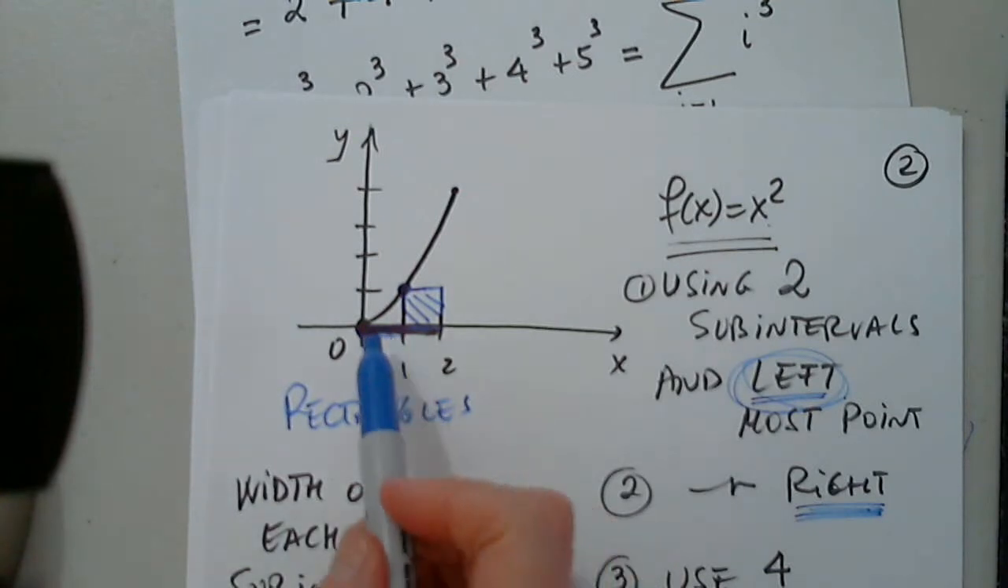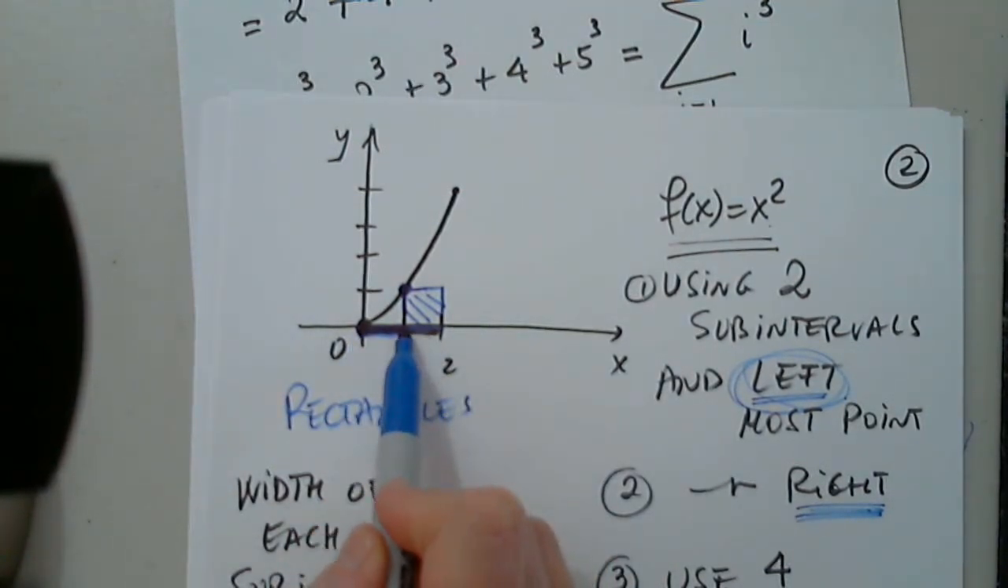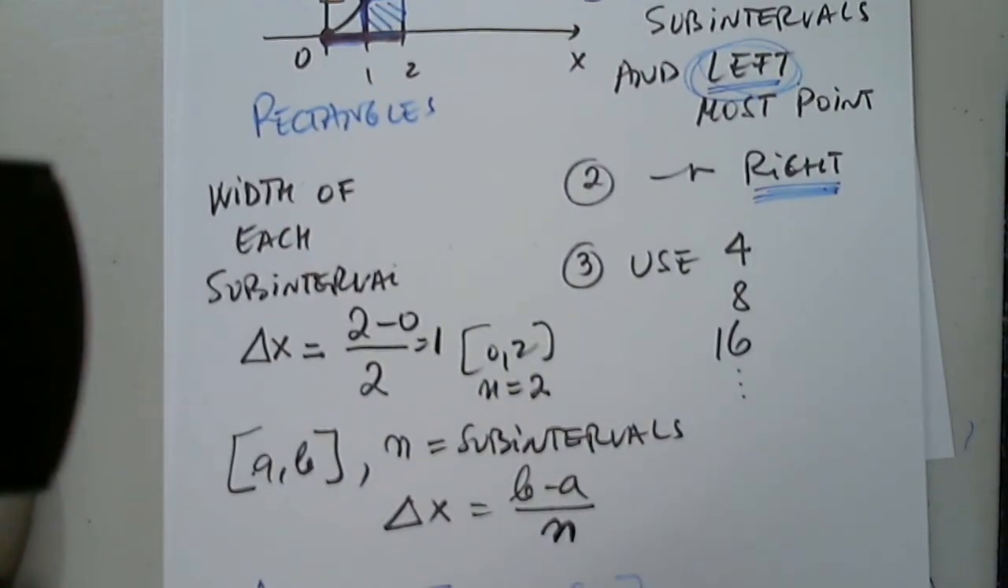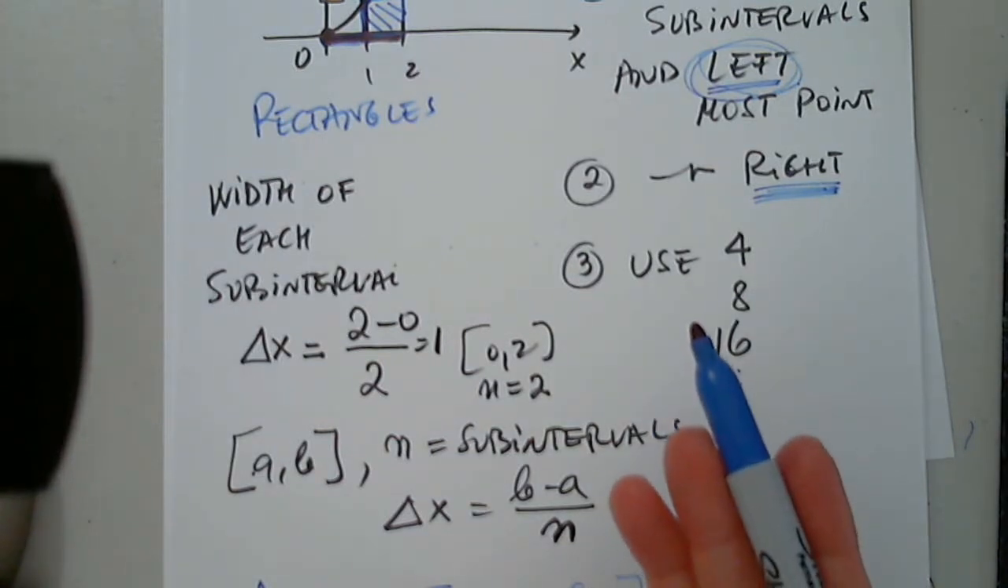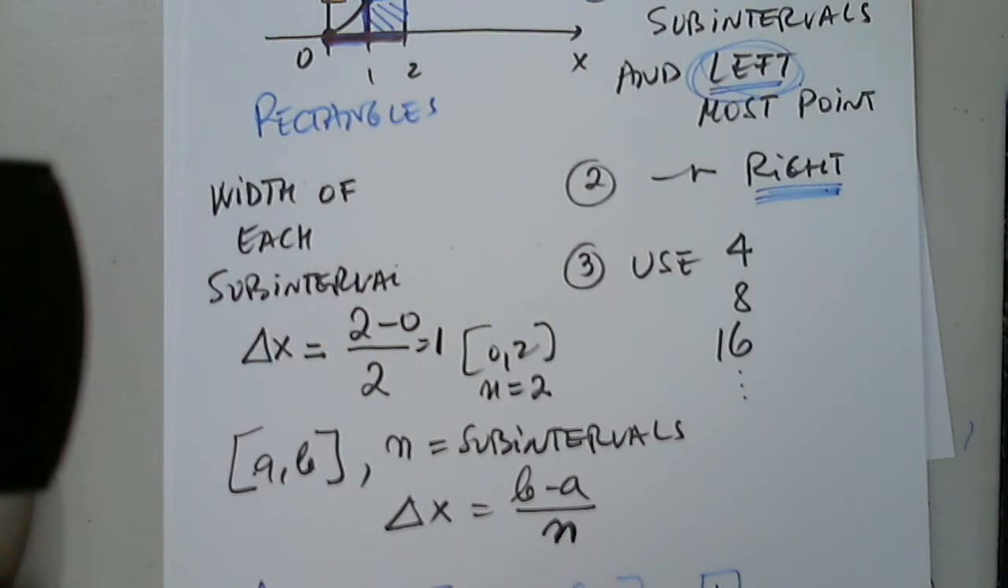One more time. 1 times f of 0 plus 1 times f of 1. So f of 0 is 0, f of 1 is 1. So this is 0 plus 1 times 1.